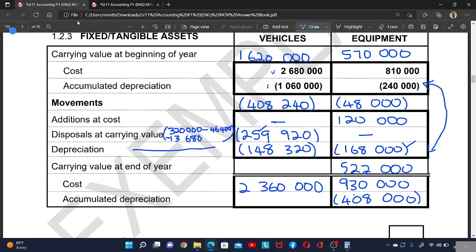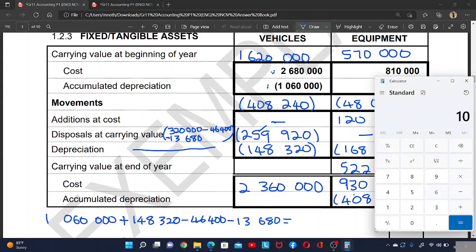So we're going to say 1,060,000 plus the depreciation, which is 148,320, minus the accumulated depreciation of the assets sold, which is 46,400, minus the depreciation of the assets sold, which is 13,680.